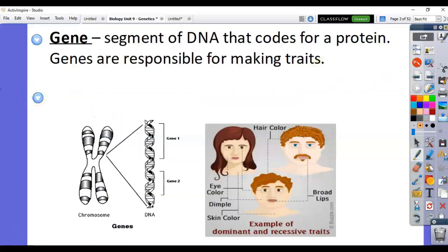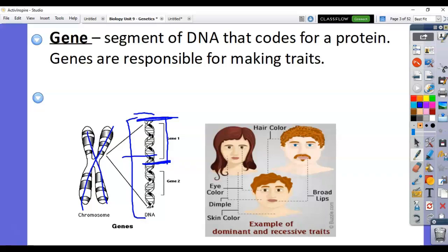So first thing we're going to talk about is a gene. We've gone over this. We wrote this down in our DNA unit. So if you don't want to write it down again, you don't have to. Okay, but if you still don't know what a gene is, you need to write it down. Remember, we said a gene is a section of DNA, okay, and it codes for a protein. So on our chromosomes right here, they're made of long strands of DNA. Each part or section is called a gene. And a gene is responsible for making traits.